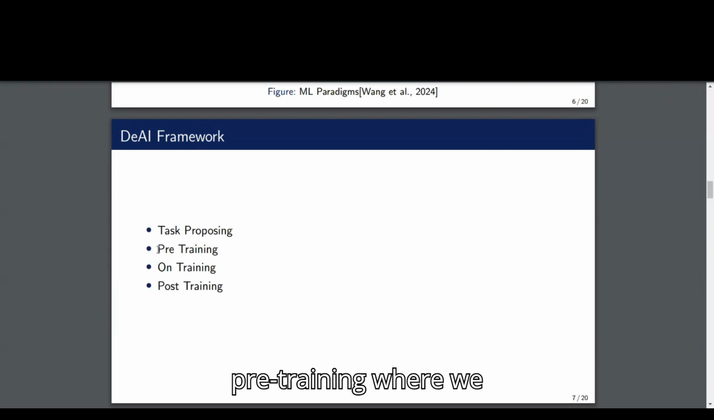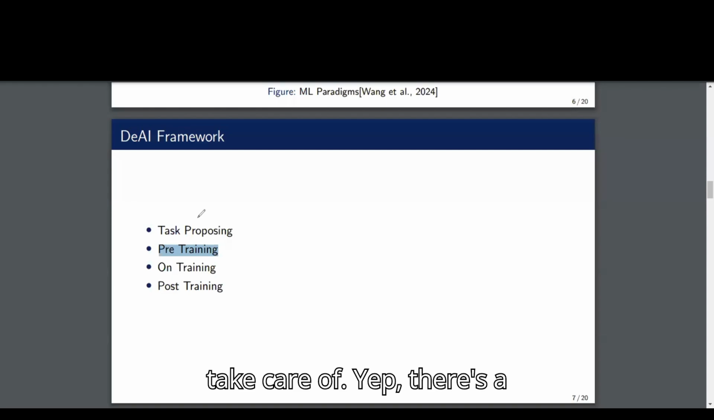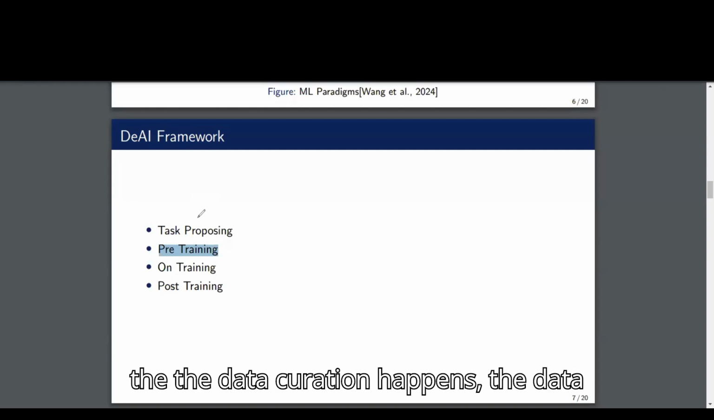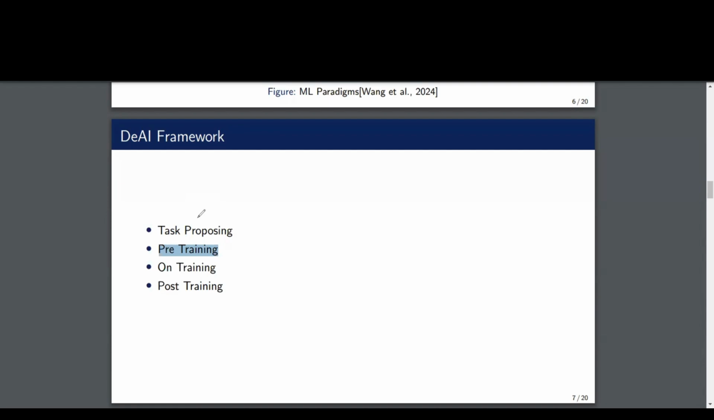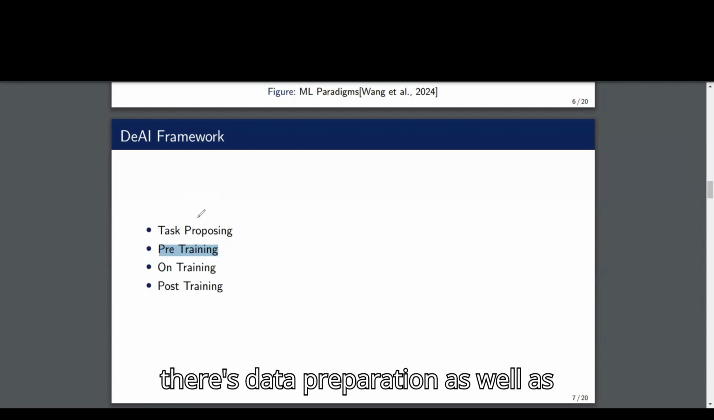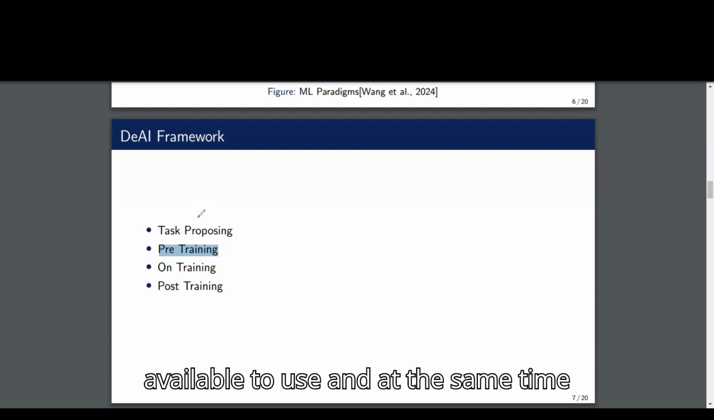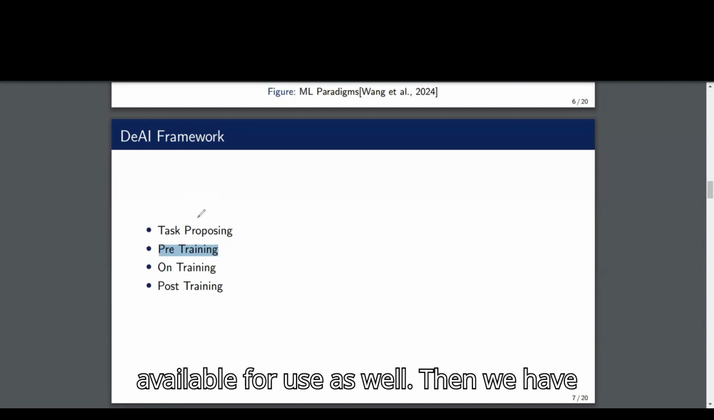Then there's the pre-training, where we pre-align the data in a sense. That's where the data curation happens. The data is made so that it could be used by the training nodes in the next section. It's basically where there's data preparation as well as compute preparation. We make the data available to use, and at the same time, computational resources available for use as well.